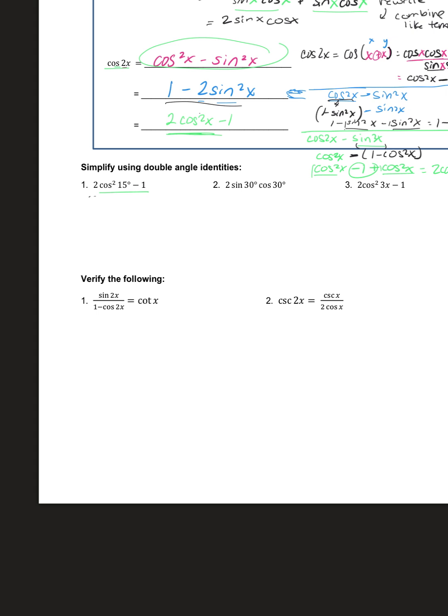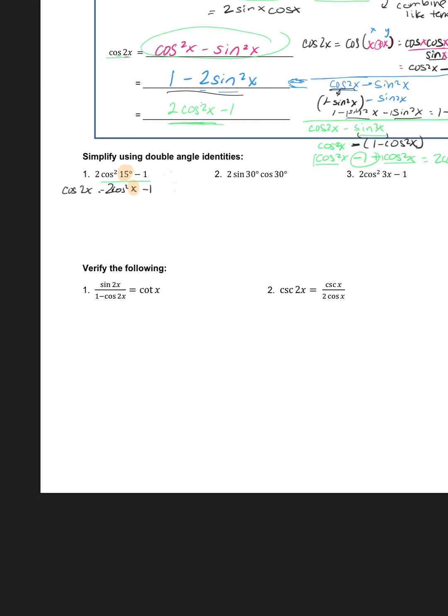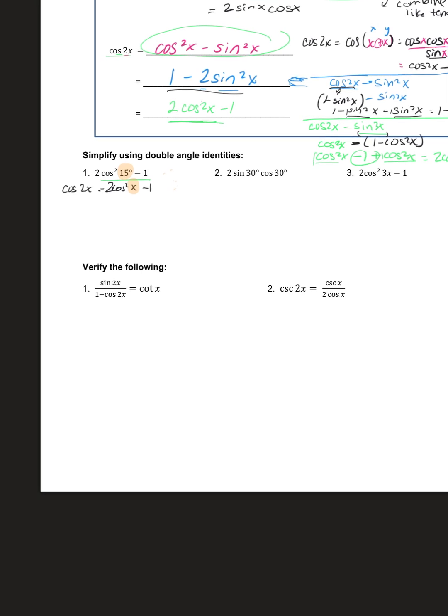Made that too close. All right, so let's do this. Cosine 2x equals 2 cosine squared x minus 1. And if I look at it carefully, what is x? X is this and this. So for us, x is 15. So now I'm going to say x is 15 and put that here. This is what I want to use.